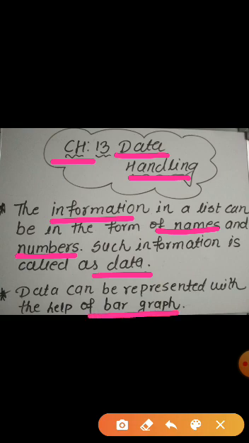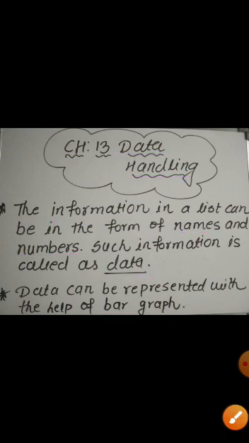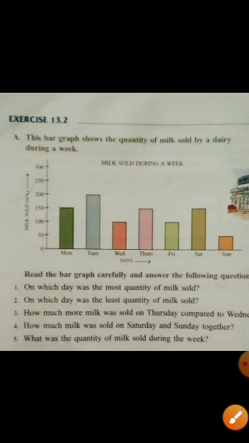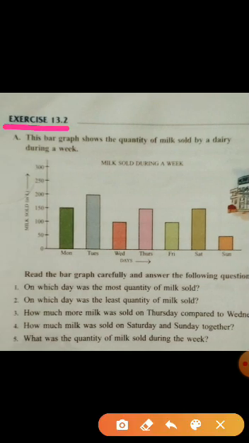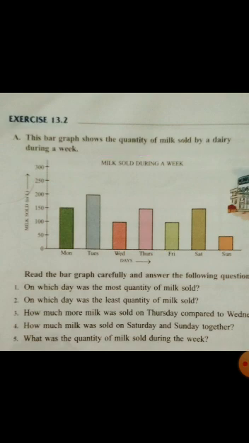Bar graph is another way to represent the data or information. In this chapter we are going to learn only bar graph. So let's discuss the exercise 13.2. See the first bar graph. This bar graph shows the quantity of milk sold by a dairy during the week. In a bar graph, the title conveys the information given in the graph. So this is a bar graph about the milk sold during a week.